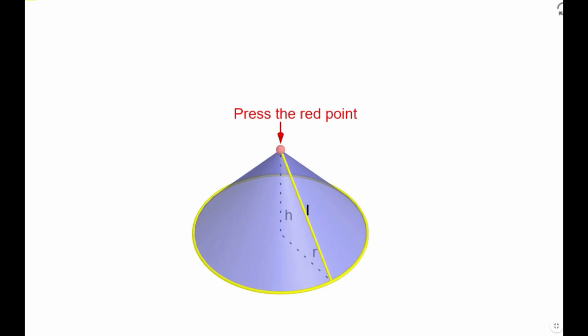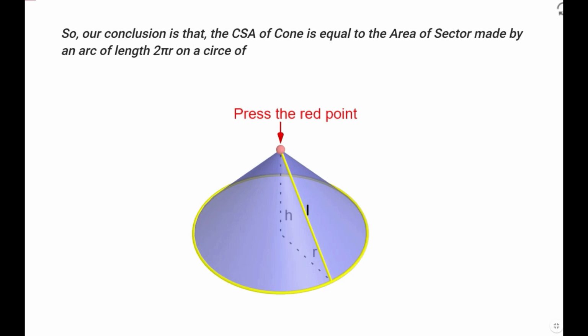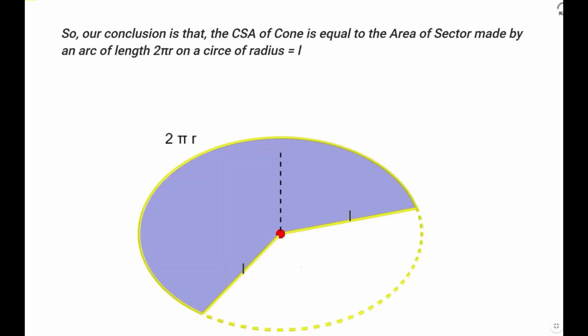So until now, what conclusion do we make? The curved surface area of a cone is equal to the area of this sector made by an arc of 2 pi r, that yellow solid line, on a circle whose radius is l. And what is l? l is the slant height, right?